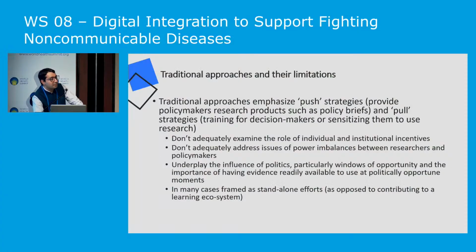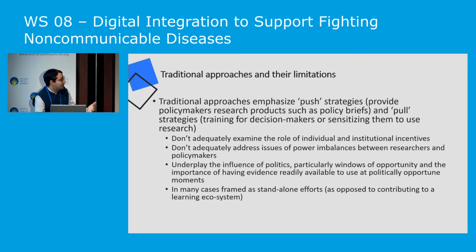And I argue this has several limitations. One is, of course, that these approaches don't adequately look at the individual incentives and institutional incentives of policymakers to actually use evidence, and I'll reflect more on what I mean by this. It doesn't look at power imbalances between researchers and policymakers, in terms of what is researched, who frames the questions, who decides something is a problem.